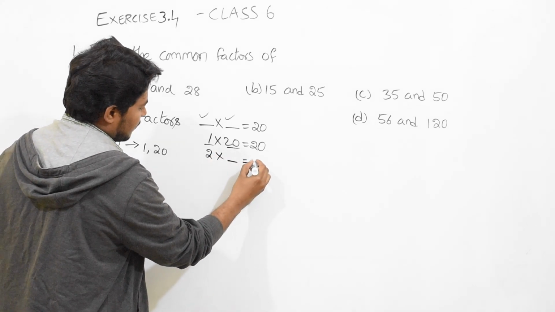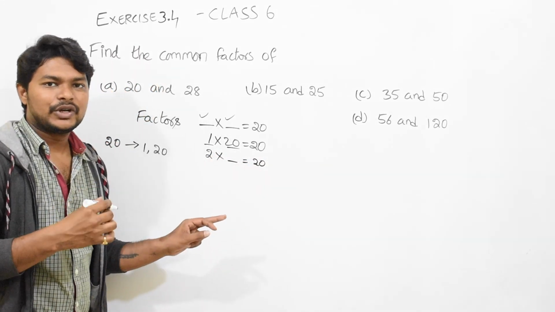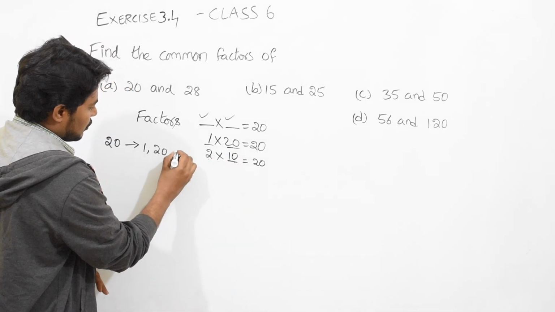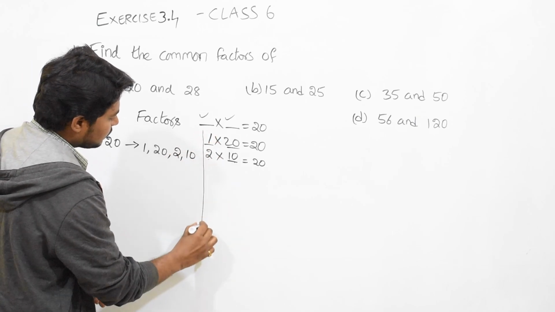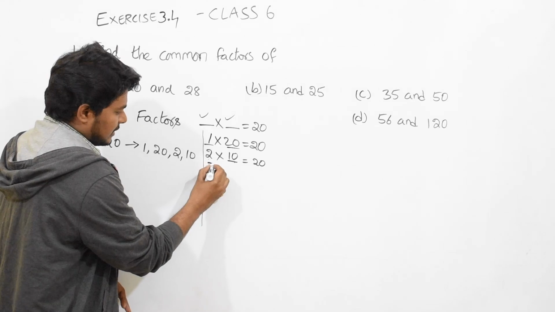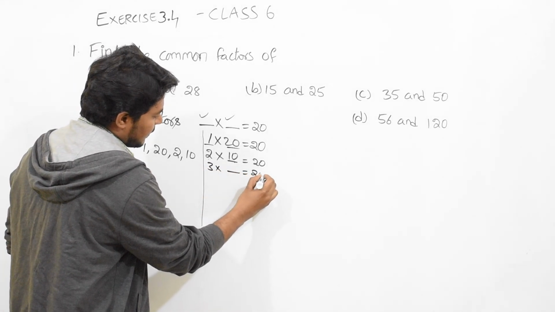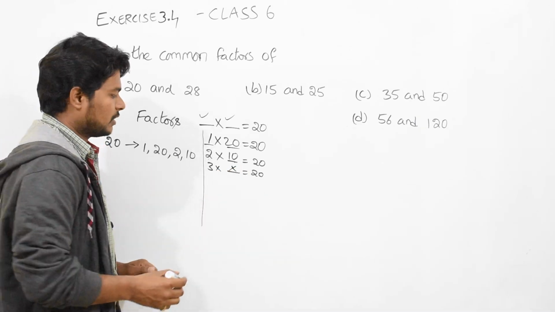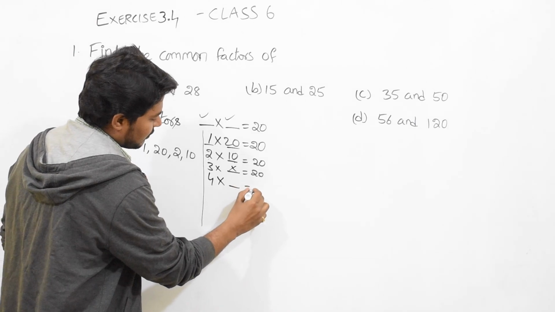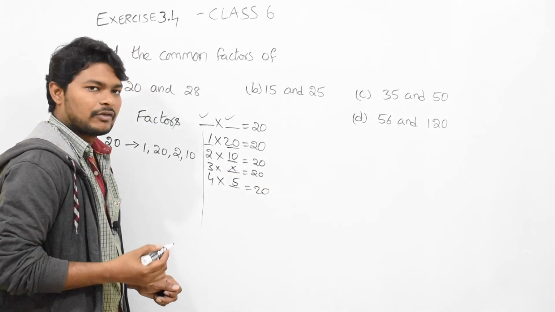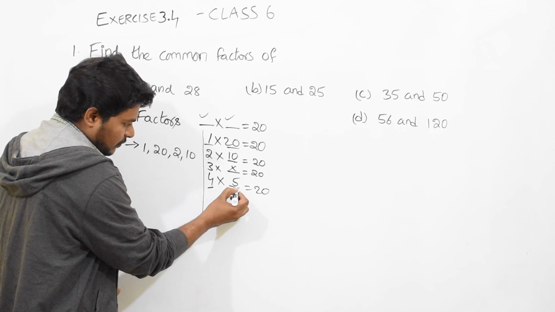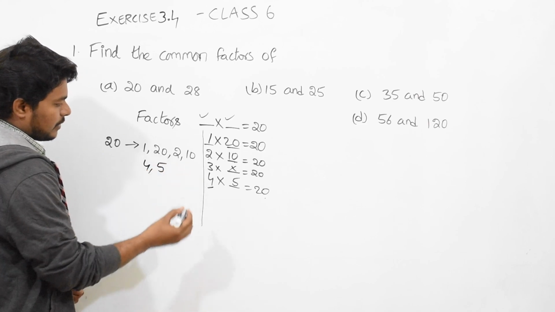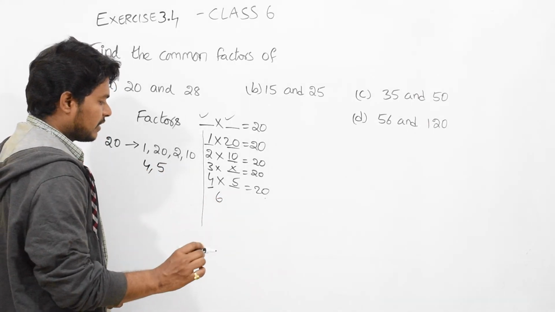Then 2. 2 into what number equal to 20? Obviously 10, right? So 10 is a factor, 20 is a factor. So 2 and 10. Then 3 into what number equal to 20? Any number? No, because in the 3 table 20 will not come. Likewise 4 into what number equal to 20? 4 into 5 equal to 20. So both numbers 4 and 5 are factors for 20. So 4, 5.